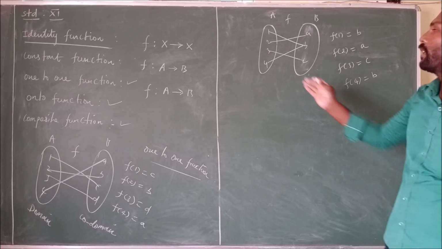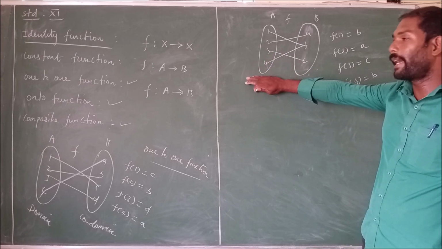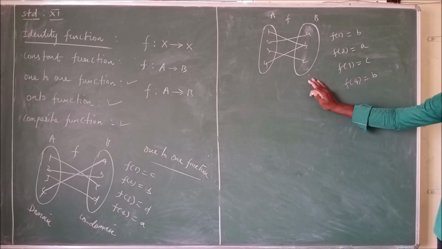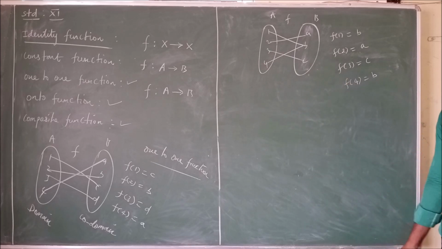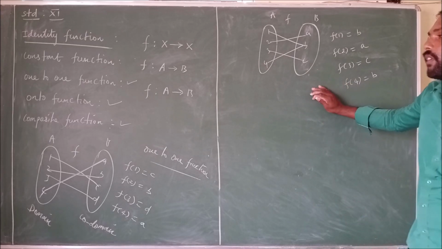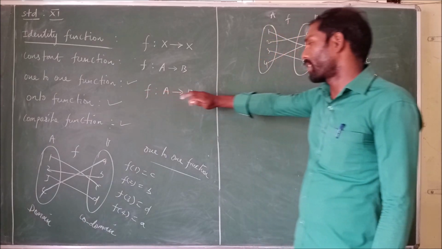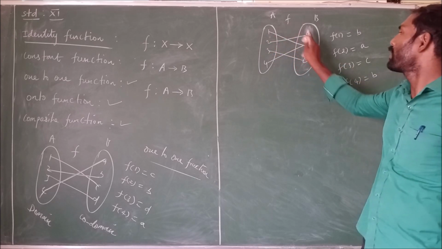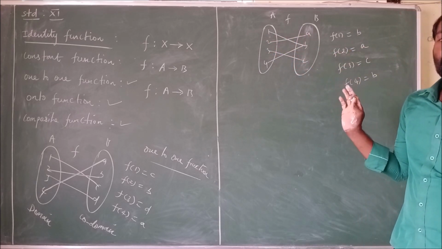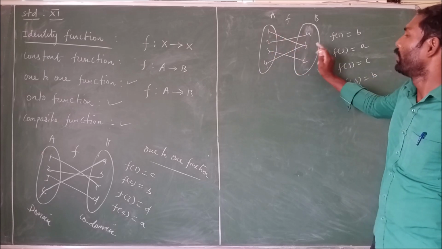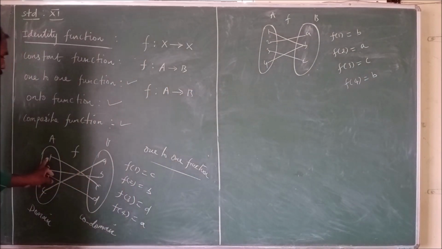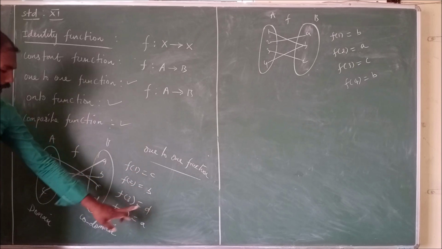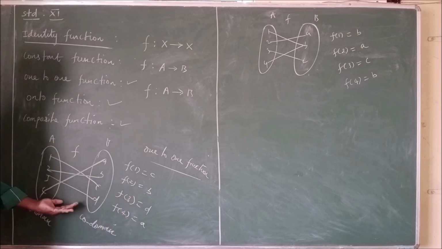The basic definition for a function is that every element in the domain has at least one image in the codomain. It is a function but not a one-to-one function. What is the basic definition of a one-to-one function? It is nothing but every element in the domain having only one image in the codomain. So in the first one, 1 is the image of C, 2 is the image of B, 3 is the image of D, 4 is the image of A. So it is a one-to-one function.